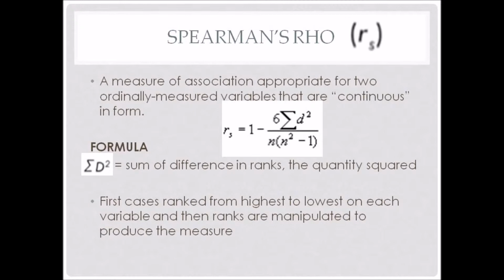Spearman's rho is a measure of association for ordinal variables that are continuous in form. The cases are first ranked from highest to lowest on each variable and then manipulated to produce the final measure. It is found by using this formula: 1 minus 6 times the sum of d squared, divided by n times n squared minus 1.